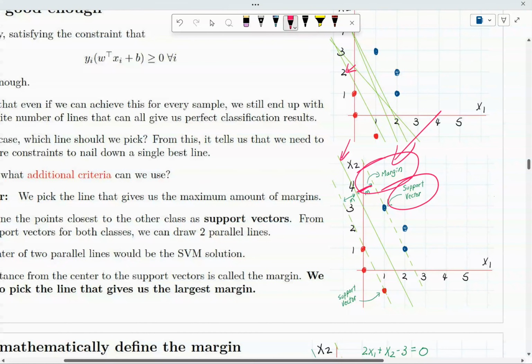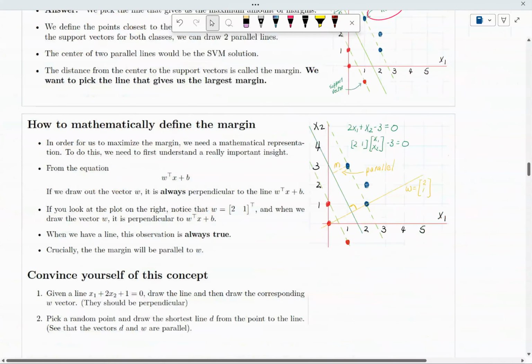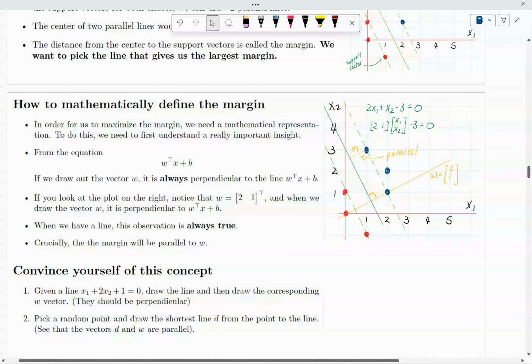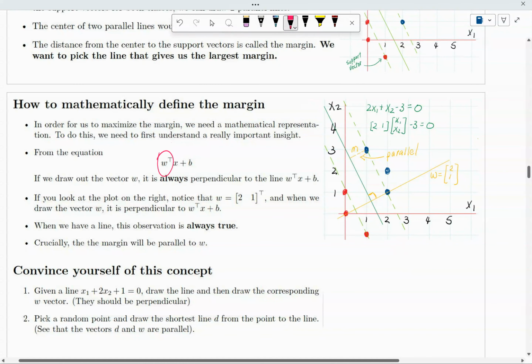So how do we mathematically represent the margin? Okay, so let's try to mathematically define the margin. But before we do that, one more thing you need to realize, a very important insight. And that insight is that when you have an equation of a line, this one, right? This is the equation of a line. Well, this W is a vector. This W is a vector. And this vector is always, and I mean always, perpendicular to the line.